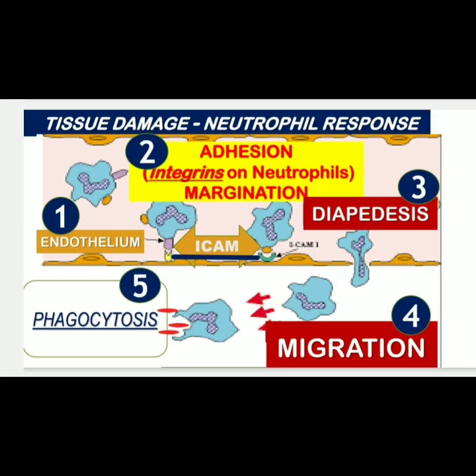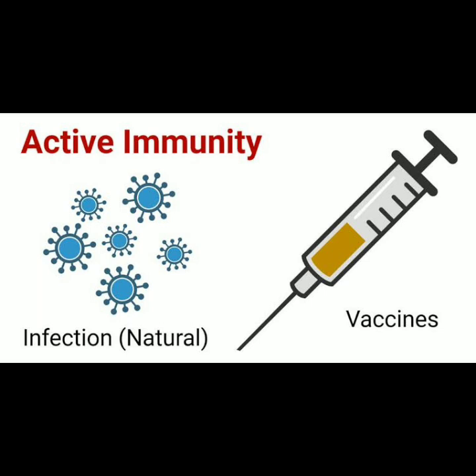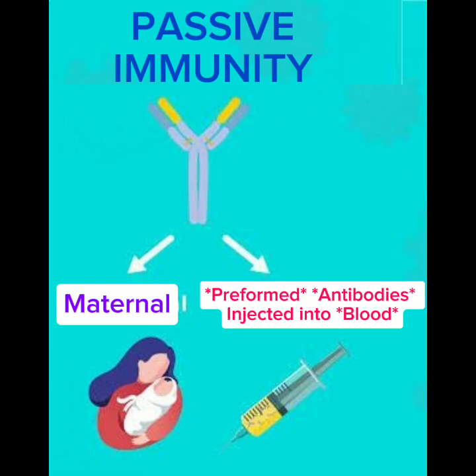After the microorganism has been phagocytosed by macrophages, adaptive immunity comes into play. Adaptive immunity ensures that the body has a long-lasting defense mechanism against microorganisms. The long-lasting mechanism includes production of antibodies, also known as humoral immunity, which can be subdivided into active immunity and passive immunity. In active immunity, the body produces antibodies, while in passive immunity, antibodies are injected into the bloodstream.